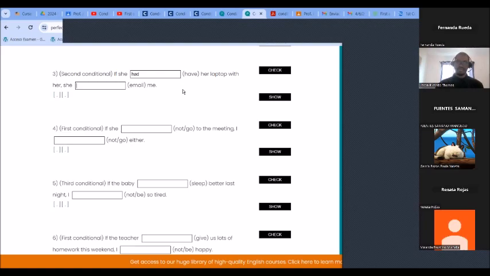she would email me. Correct. All right. Now more naturally. If she had her laptop with her, she would email me. Repeat. If she had her laptop with her, she would email me. Good. All right. First conditional, Francisco. And this is a negative form.